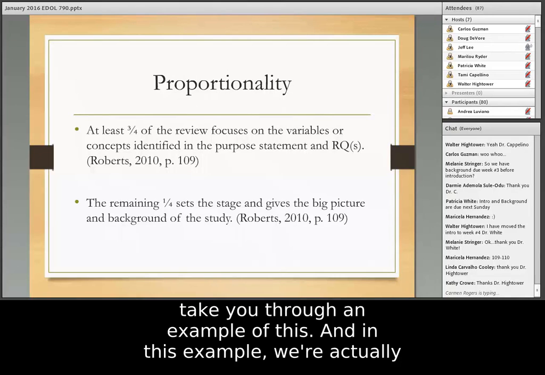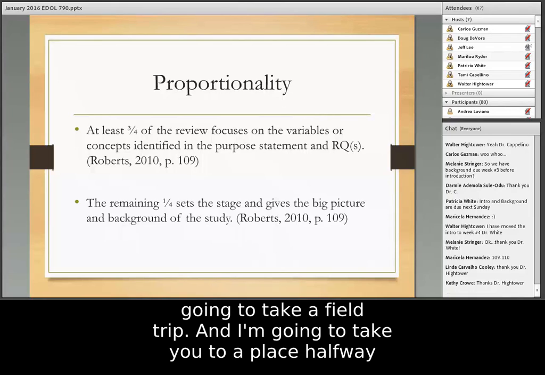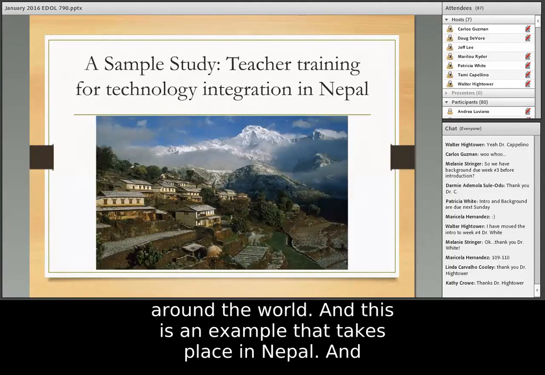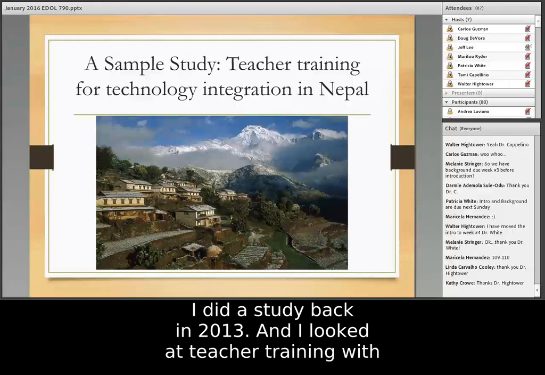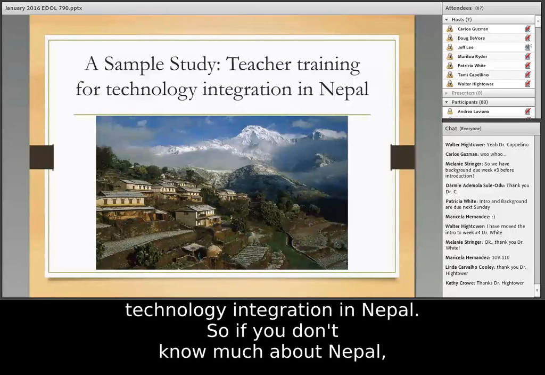And in this example, we're actually going to take a field trip, and I'm going to take you to a place halfway around the world. And this is an example that takes place in Nepal. And I did a study back in 2013. And I looked at teacher training with technology integration in Nepal.